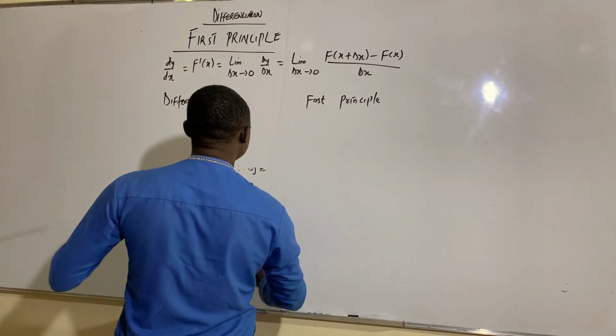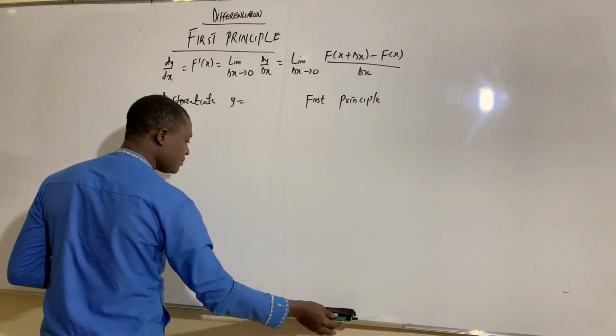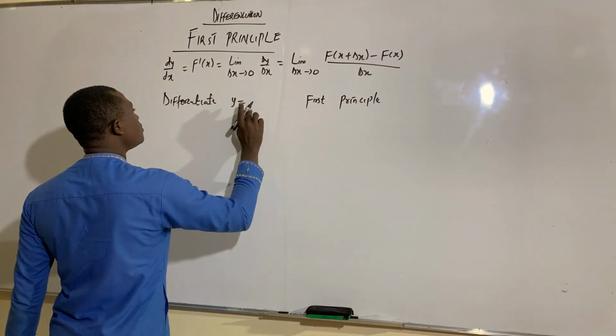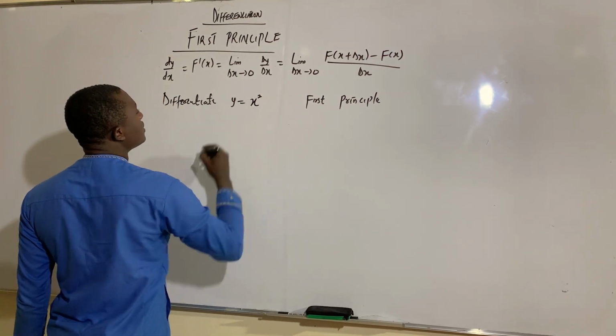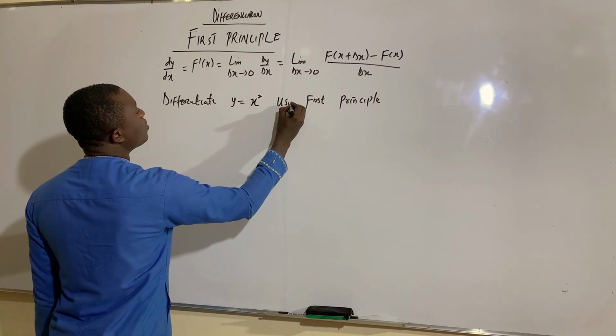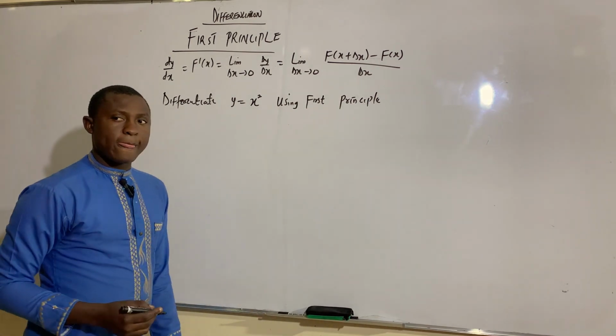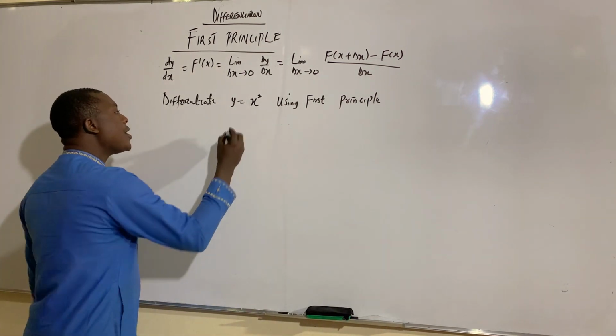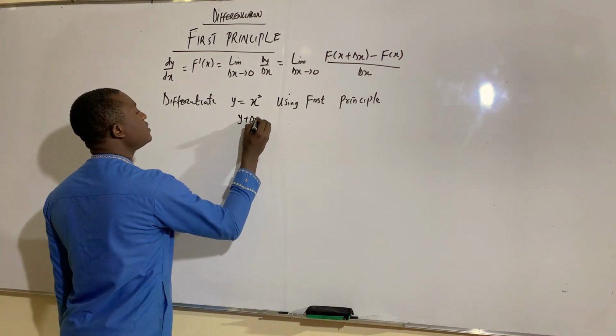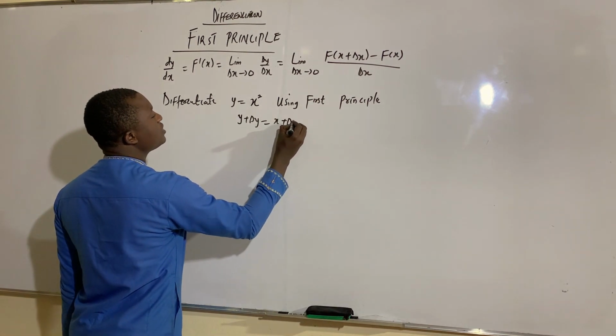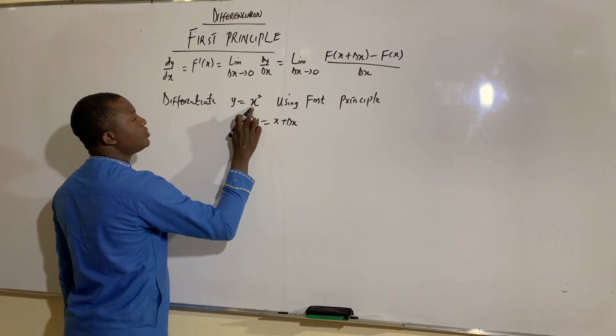They said differentiate y is equal to x squared using first principle. I can still solve it the same way. That's y plus dy, x plus dx. So meaning here, you can see the function that we have here is x squared.